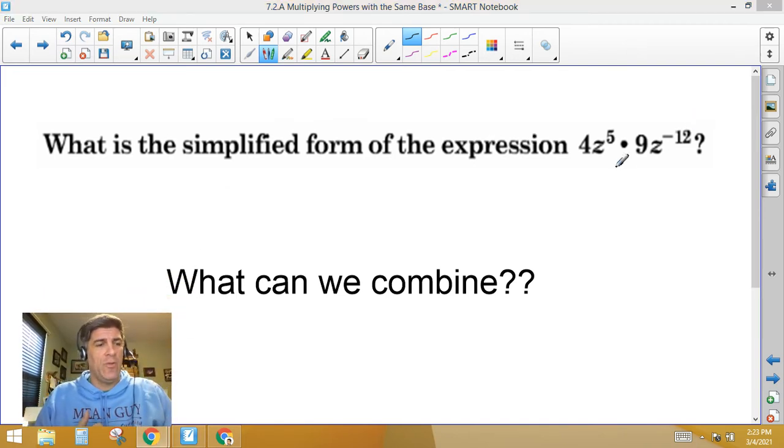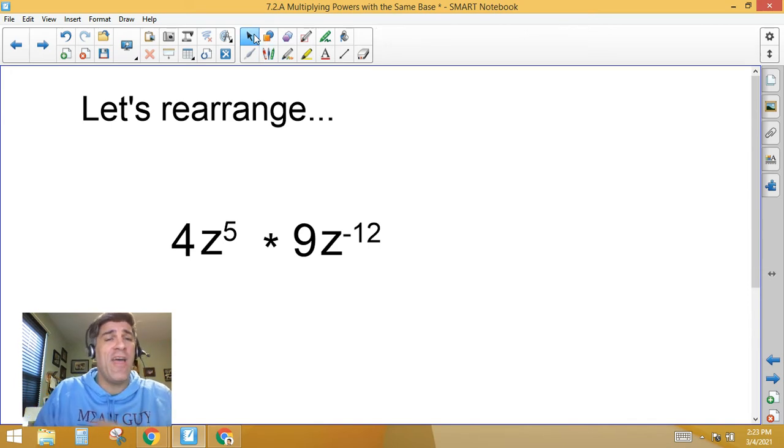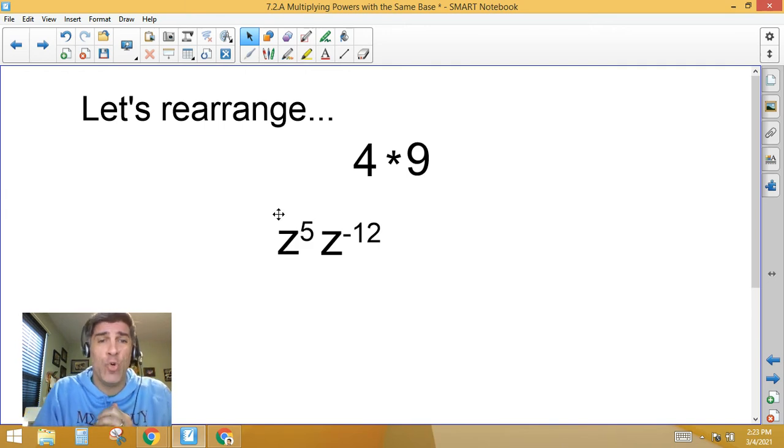Okay. What about one like this? This is where it's getting a little bit more crazy. 4z to the 5th times 9z to the negative 12th. Well, what can we combine here? Okay. We are allowed to rearrange. Everything here is multiplying together. This 4 is multiplying that z to the 5th times 9 times z to the negative 12th. So what I can do is take this 4 and this 9, group them together, and multiply those. And then this z to the 5th and z to the negative 12th, I can multiply those. And then I can put them back. Okay, so I'm allowed to do this.